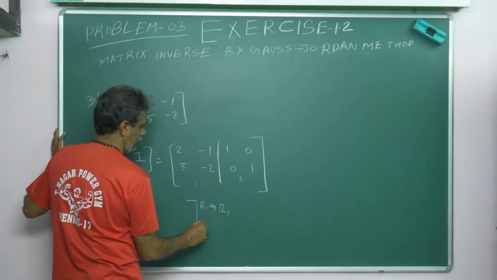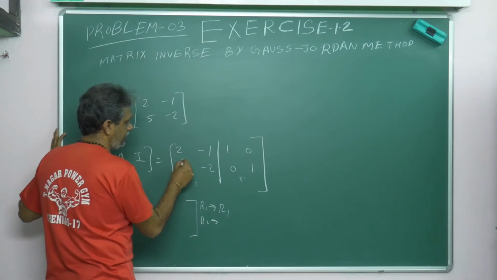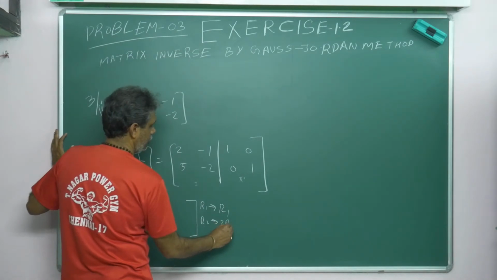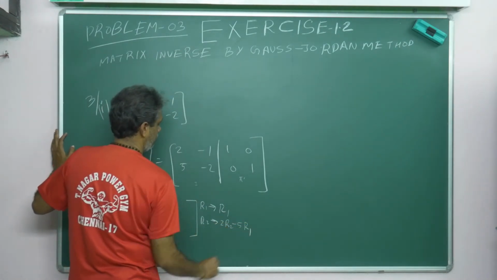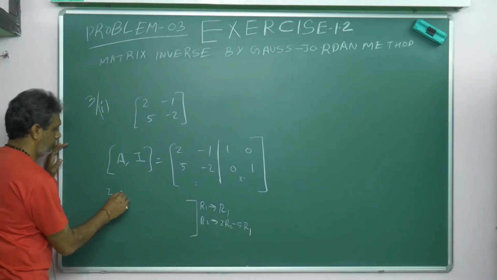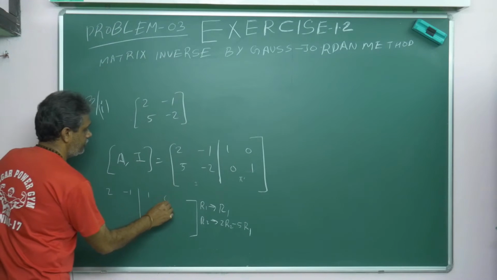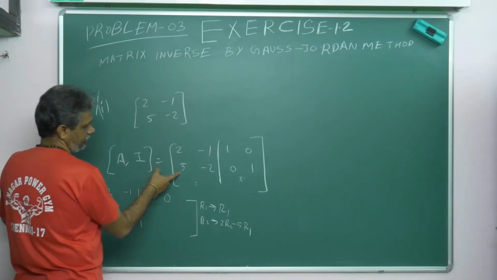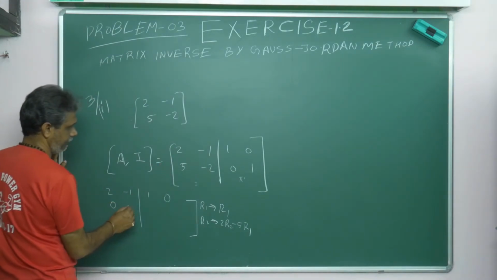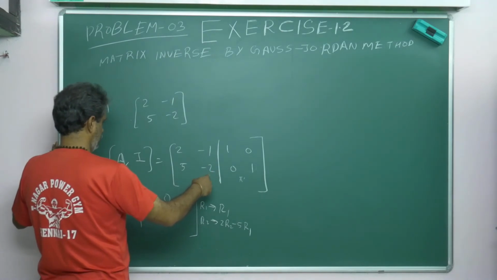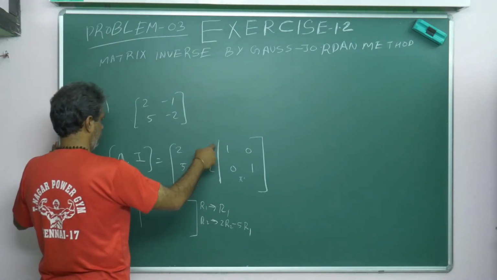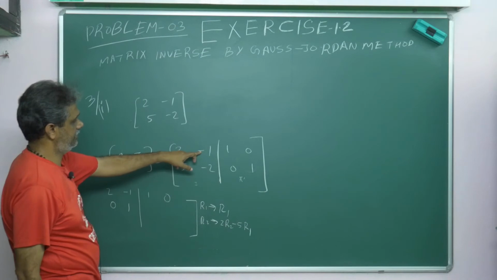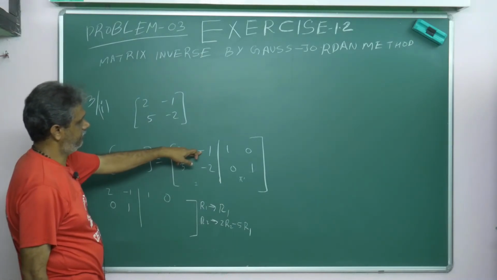R1 gives R1. R2 gives what? I want to make this 0, so 2 into this one, 5 into this one: 2R2 minus 5R1. So 2 minus 1, 1, 0. You can draw one line and always treat it as one row. Now the second row: 5 into 10, minus 10, 0. Multiply this by 2: 2 into minus 2, minus 4. Minus 4 plus 5, 1. Getting it or not? Minus 4 plus 5.